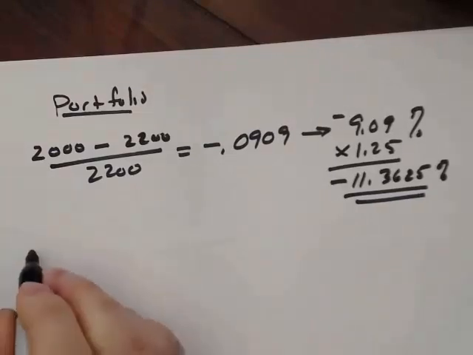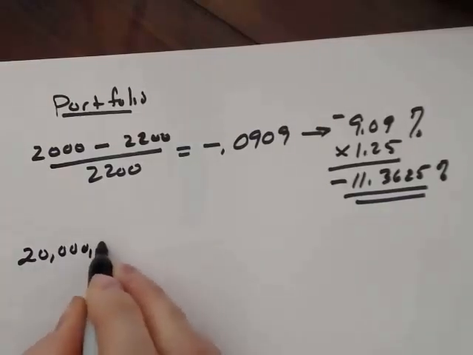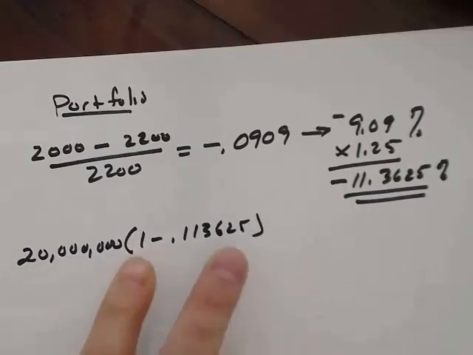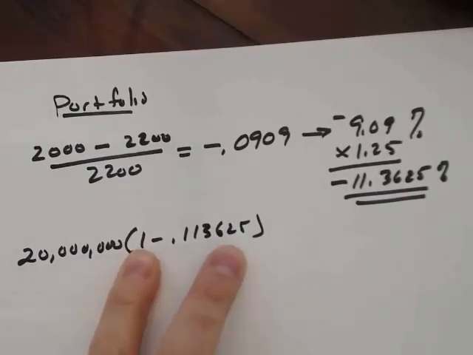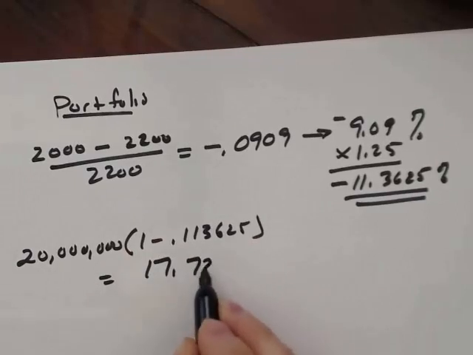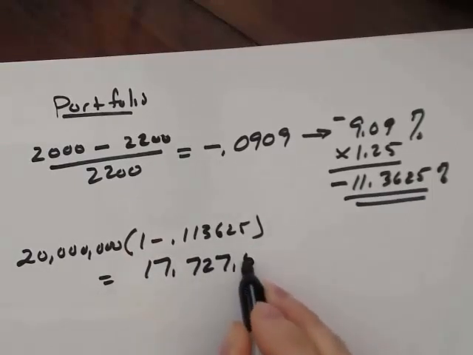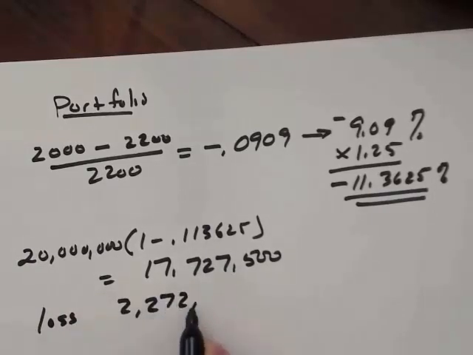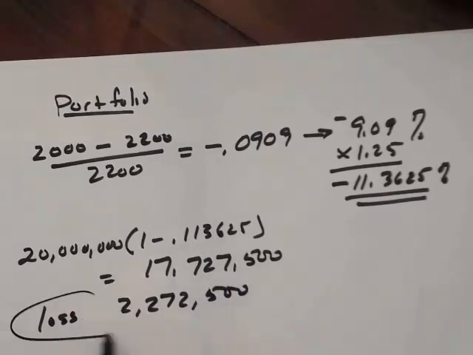So what happened is our portfolio went from 20 million where we started to basically about 88%, 87% of its initial value, which is what's in the brackets here, and that comes out to be 17,727,500. Okay, so we have a loss of 2,272,500. Okay, that's our loss on our portfolio of stocks.